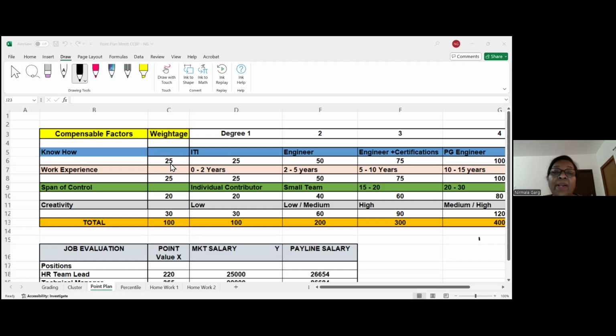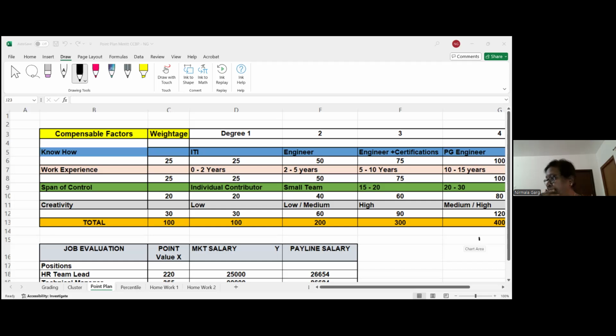Clear? Okay. Next, how do you give points to degrees? Just simple. 25 into 1, 25, 25, 25. 25 into 2, 50, 50, 20 into 2, 40, 60. Likewise, 75, 75, 60. Likewise, 25 into 4, 100, 80, and 20. Actually, when you total up, degree 1 is 100, degree 2 is 200, 300, 400. So this is a point plan of 400 points.